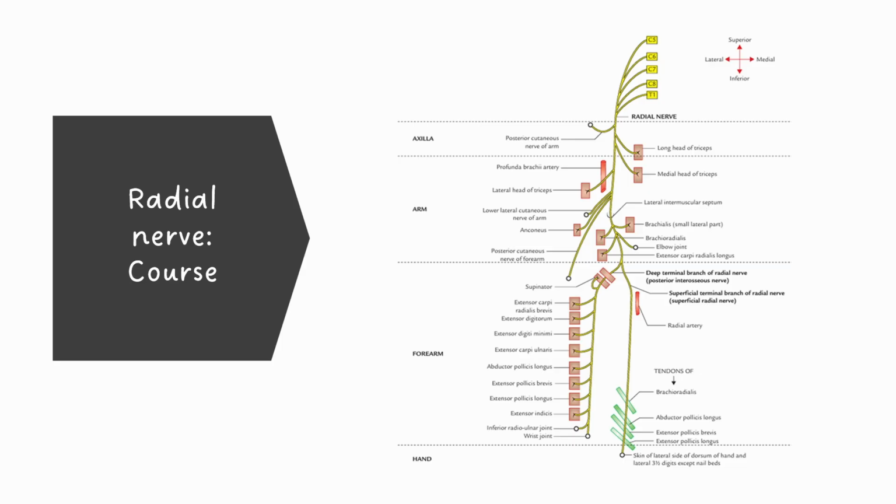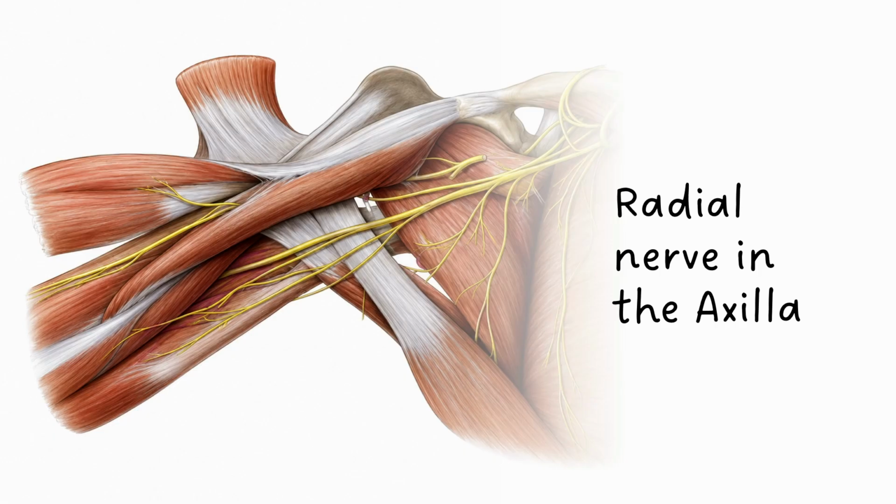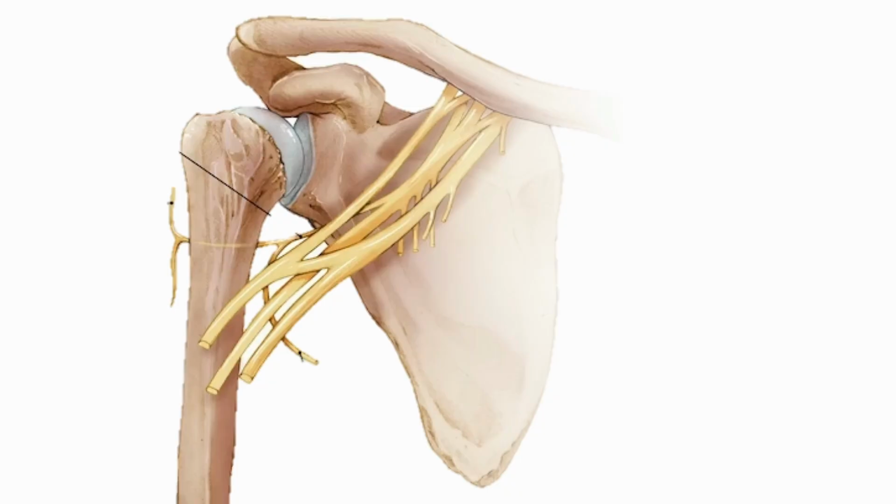The course of the radial nerve runs the entire length of the upper limb from its origin in the axilla to the termination of its branches in the hand. Now let's look at the course of the radial nerve in the axilla. In the axilla, the radial nerve lies posterior to the third part of the axillary artery and anterior to the muscles forming the posterior wall of the axilla.